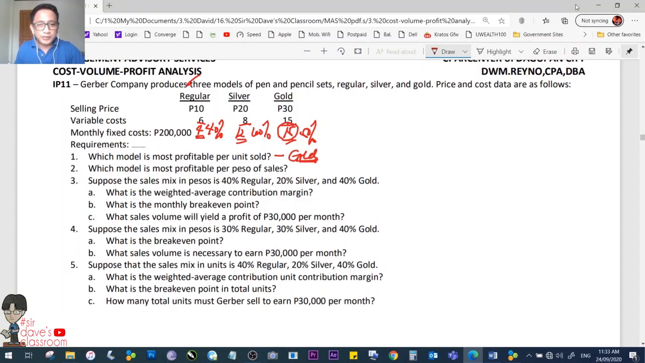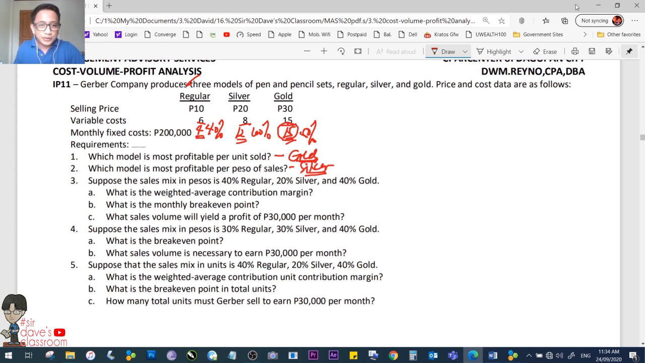Number 2, which model is most profitable per peso of sales? Answer, of course, silver. The one with the highest contribution margin percentage. Per peso of unit sold, ang sabi. So, ibig sabihin, kay silver, sa bawat piso na nabibenta mo, it turns out, 0.60 doon becomes contribution margin. That is beneficial to cover your fixed cost. So, per peso of sales, doon tayo kay silver.